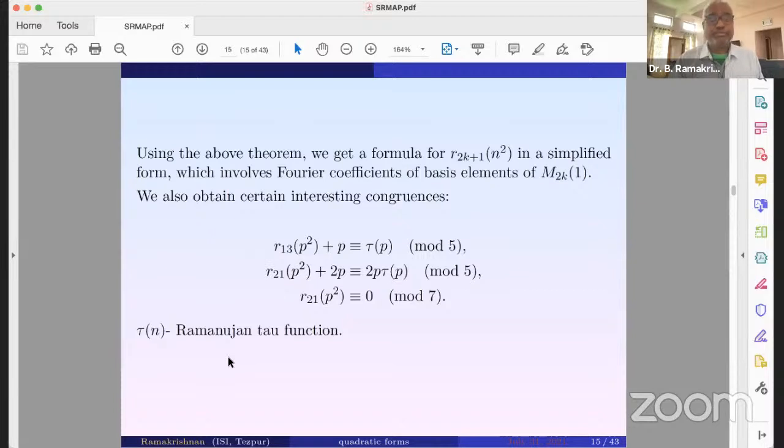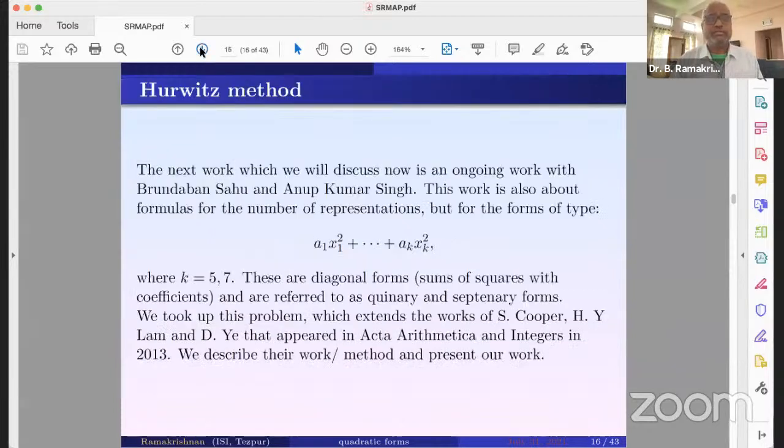Now I move on to the other problem, which I already did in the Subarov symposium, but I have added a little bit more now. The next work which we will discuss is an ongoing work with Vrindavan Sahu and Anup Kumar Singh. This work is also about formulas for the number of representations, but for forms with coefficients. We studied the earlier cases x_1 square plus ... plus x_k square. Now I can add coefficients.